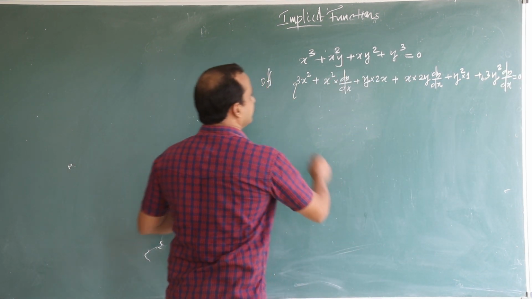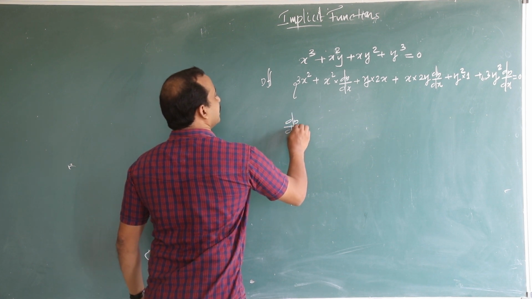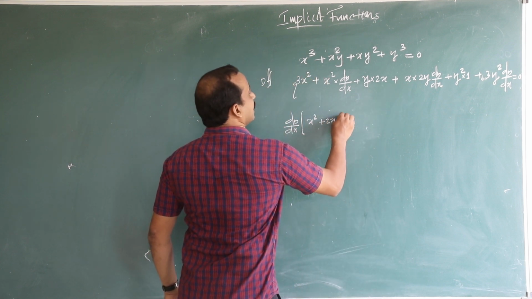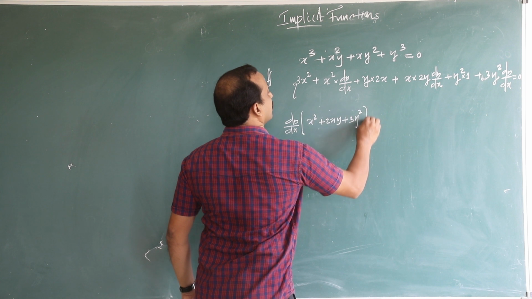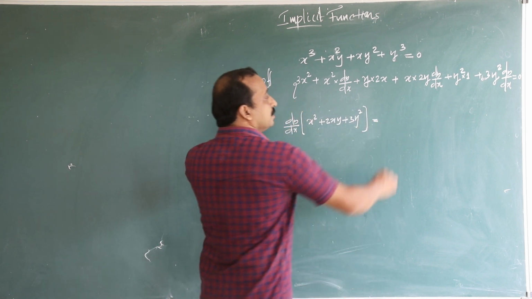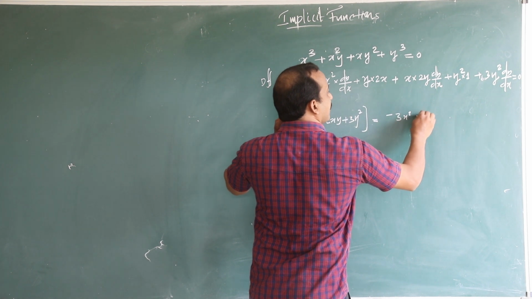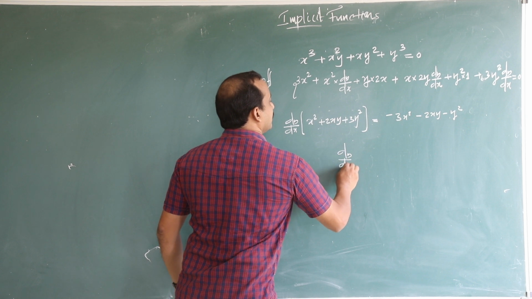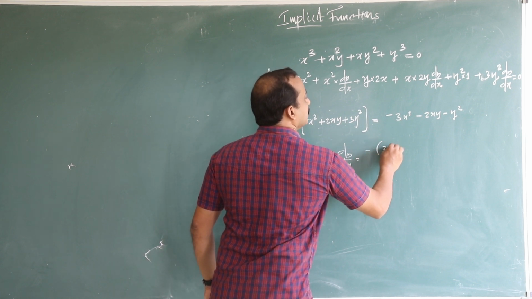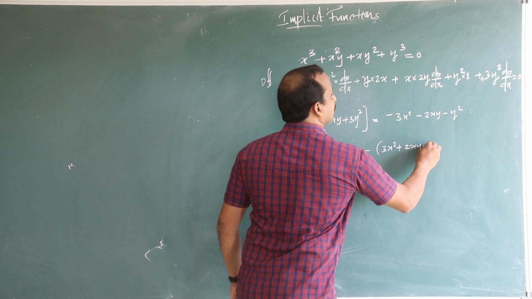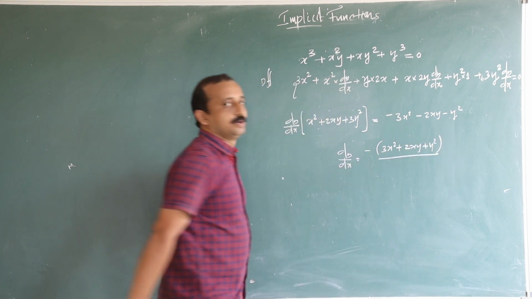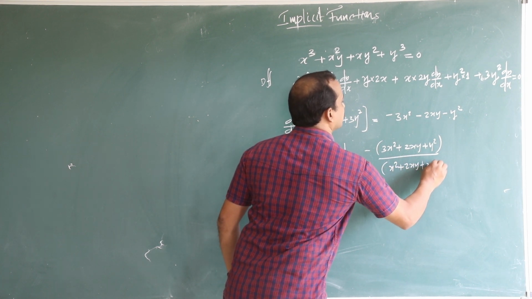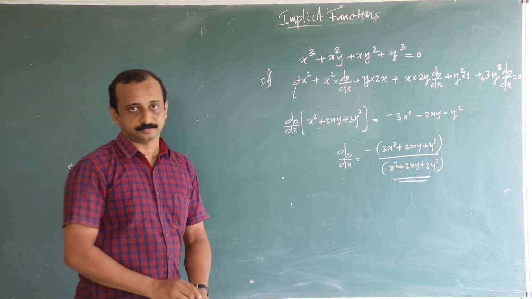Now we collect the dy by dx terms, that is dy by dx into x square plus 2xy plus 3y square is equal to minus 3x square minus 2xy minus y square, and therefore the final answer we get is minus of 3x square plus 2xy plus y square, the whole divided by x square plus 2xy plus 3y square. That's all.